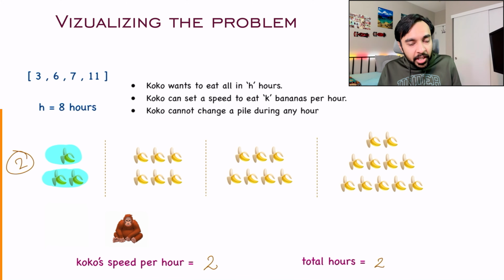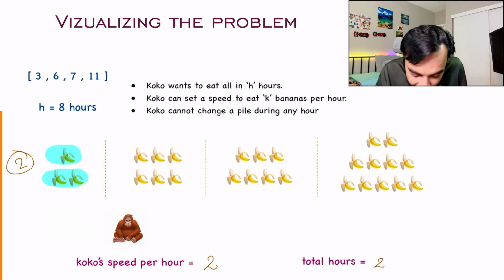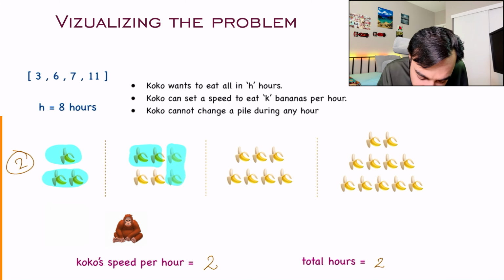Now she can move on to the next pile. In the next pile, in the first hour, she eats 2 bananas. In the second hour, she eats 2 bananas.